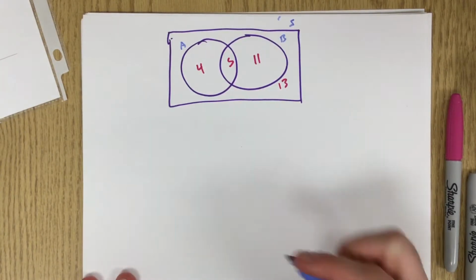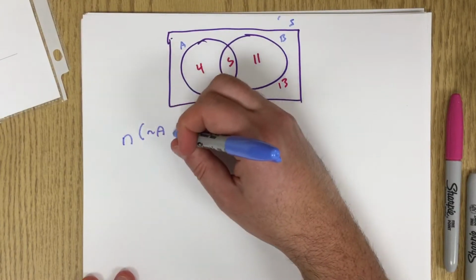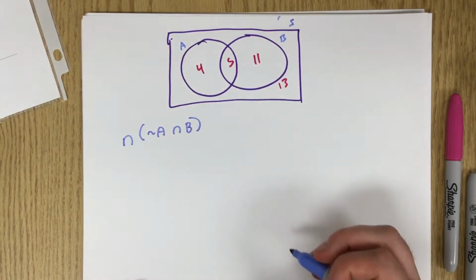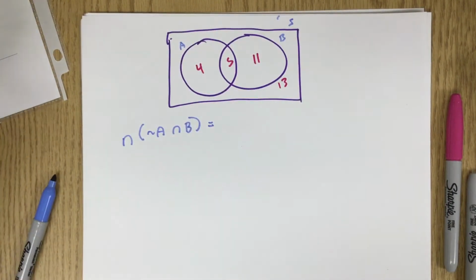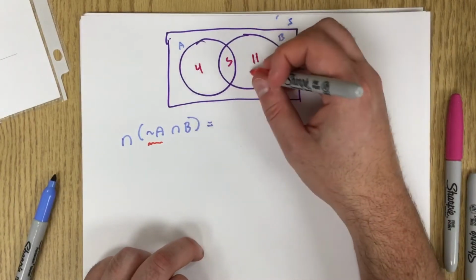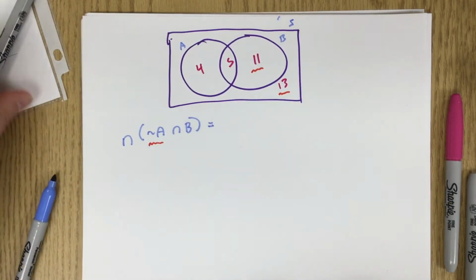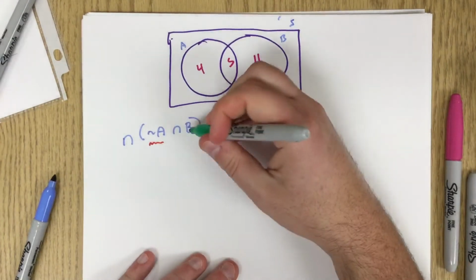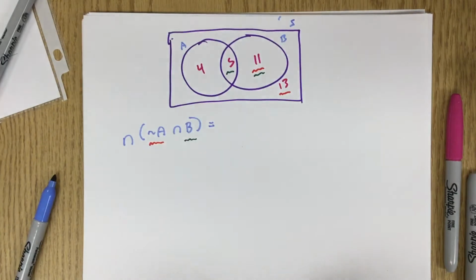Okay, so continuing. Let's do a more interesting one. So we want something that's not in A, but is in B. So not in A, let's put some symbols over here. Let's figure out which ones are not in A. These guys are in A, so these two are not in A. And we also want something that is in B, so these guys are in B.